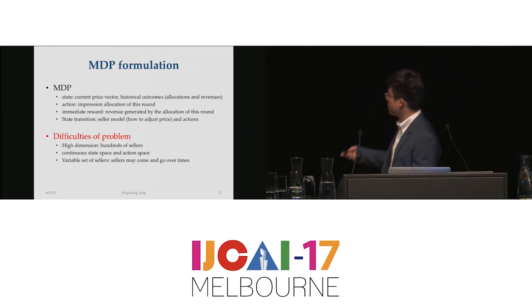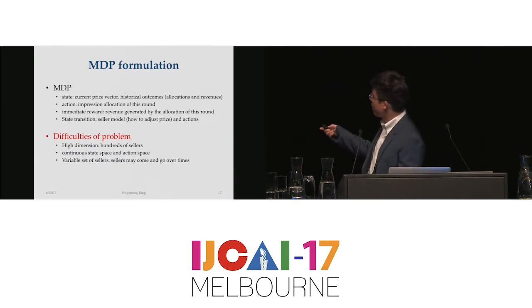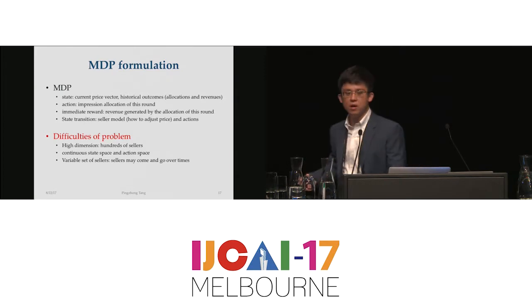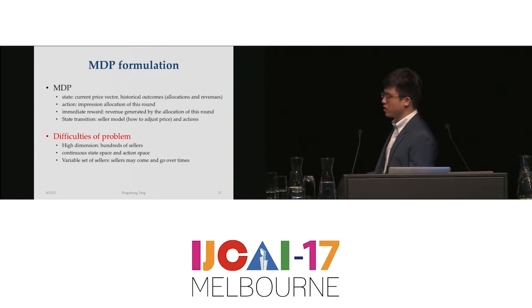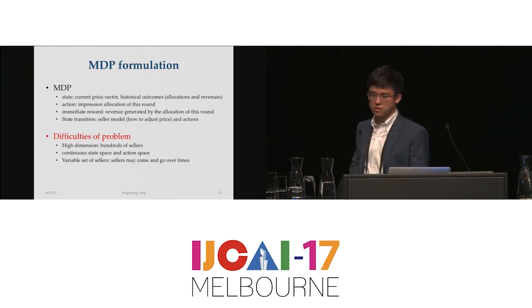So, quickly stated, we model each state of the decision maker, which is Taobao, the mechanism designer. The state is the current price vector of all the sellers and all the historical outcomes. So in short, you can understand it as the history. And then the action for each state is to give an impression allocation for this round. And the immediate reward is the revenue generated by the allocation of this round. And the state transition is defined by the seller's model, which we will define immediately.